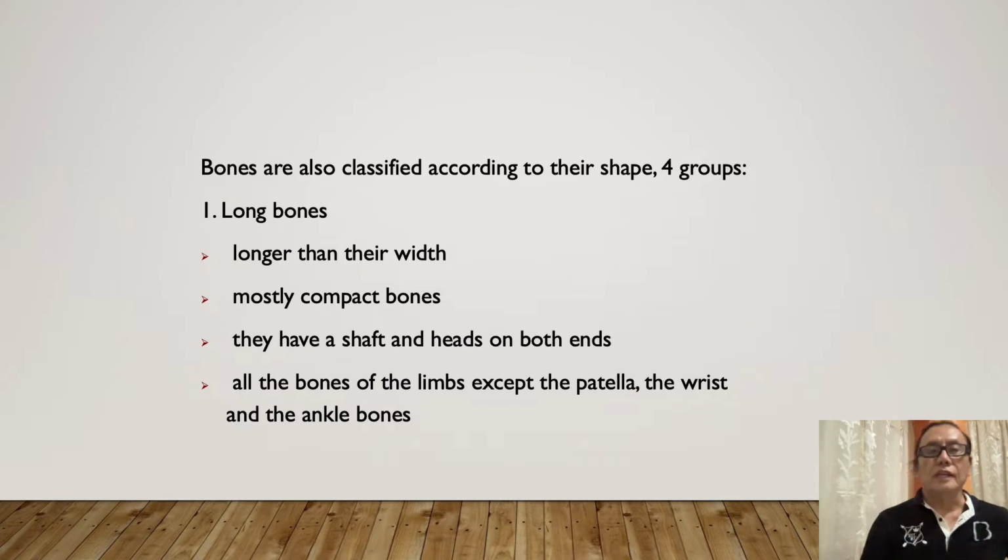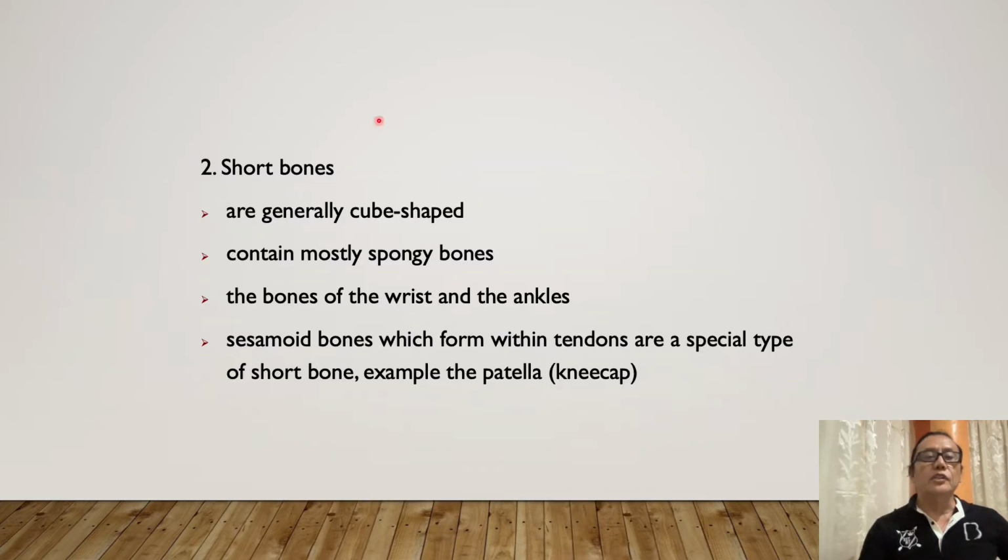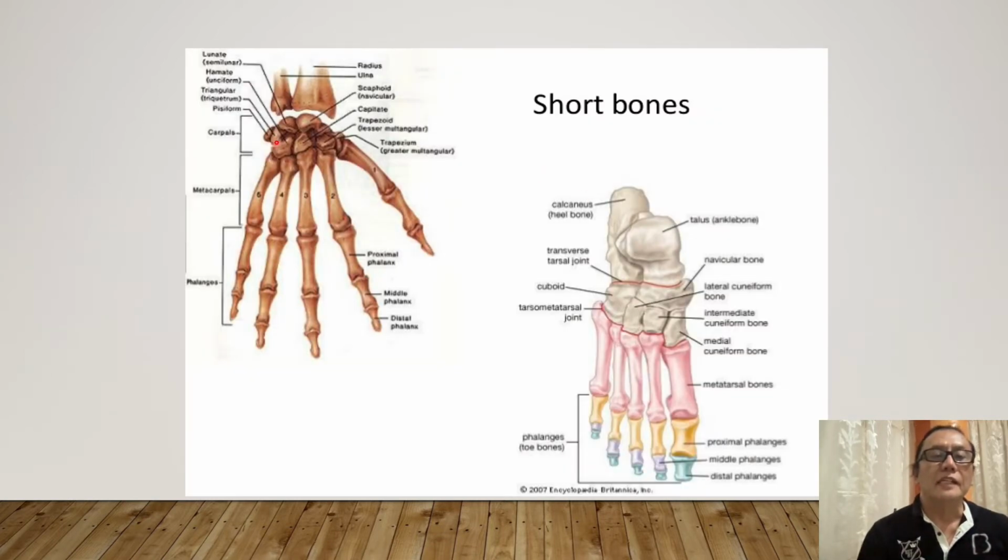So those that are located in the extremities, except the wrist, the ankle or the patella, those are included elsewhere. This is the structure of your long bone, which we will discuss later on. Then the short bones are generally cube-shaped, and these are the bones found in the wrist, the ankle, and the patella. Here the wrist, then we have the ankle.